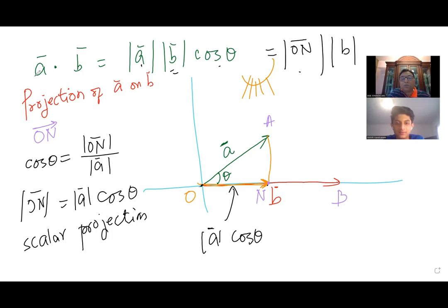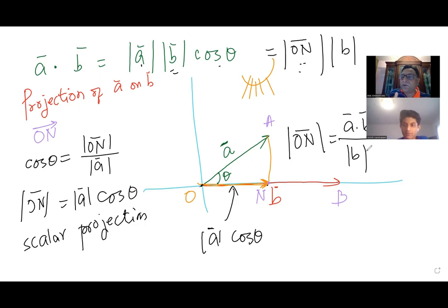You can also write the dot product A dot B in terms of scalar projection of the vector A on B times B. So I will rearrange the formula and I can say that ON is actually equal to the dot product of A and B divided by magnitude of B. So I have a formula for you that the scalar projection of a vector A on B can be found by the dot product of A and B divided by the magnitude of B. Very important formula. You can make a note. This is your next chapter, application of dot product.